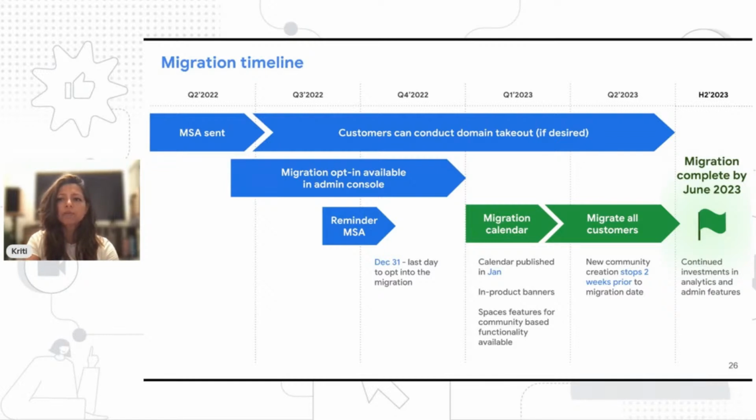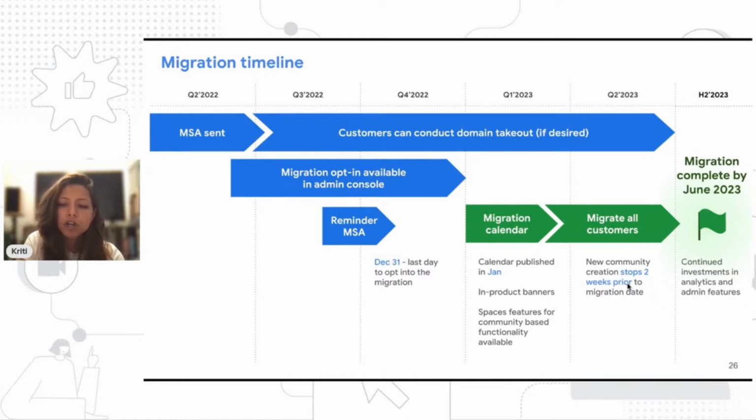Our goal is to be able to migrate all users by June 2023. So we'll finish the migration by then, and that's also the last date for you to download the data if that's something that you need. Beyond June 2023, Currents data download will not be available.